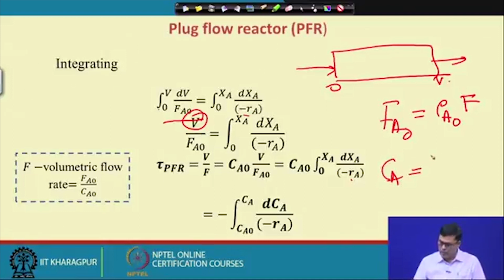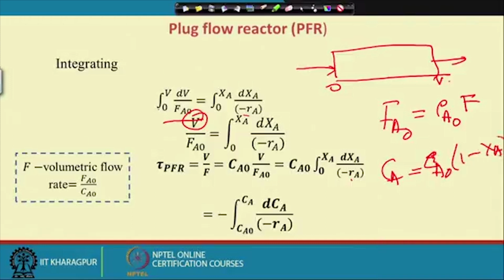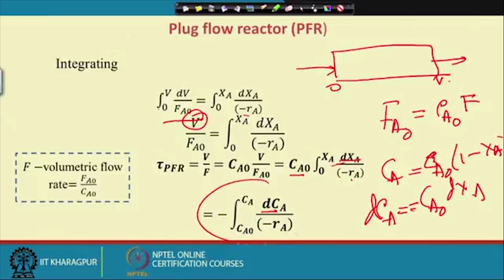Ca equal to Ca0 into 1 minus Xa. Now, dCa is equal to what? Minus Ca0, Ca0 is constant, dXA. Now, here this is Ca0 and dXA is there. So, we can write this in the form of dXA. This is minus, the plus is there, so it should be minus. So, this equation we come across, this is equal to again V by F. So, if we find out the tau plug flow reactor, then if we find out the F value, we can find out the volume of the reactor.